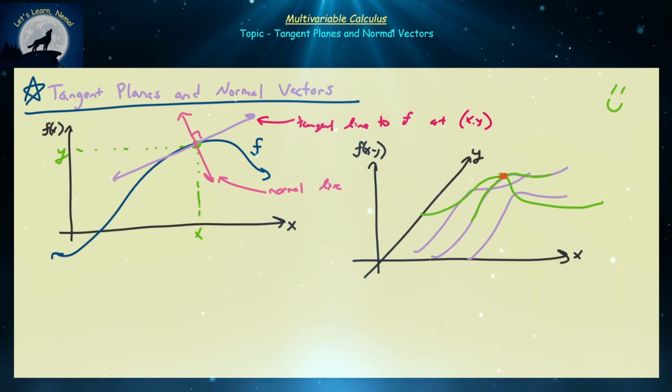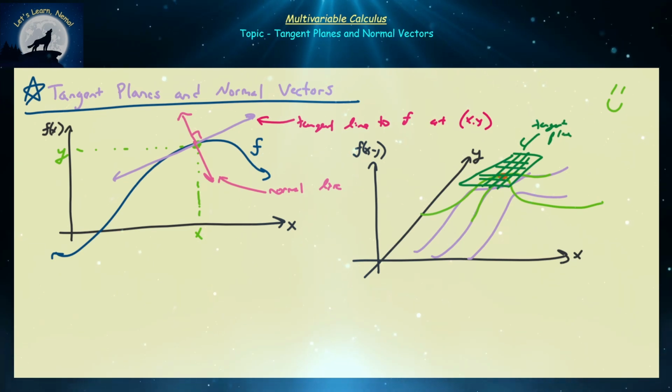And what we're going to be looking for, instead of a tangent line, is a tangent plane at that particular point. Right? So that would be a tangent plane. And from that tangent plane, we will then get a normal vector that is orthogonal to that particular plane, right? So that would be our normal vector. And of course it would go in the opposite direction as well. So that's what we're going to be going for.